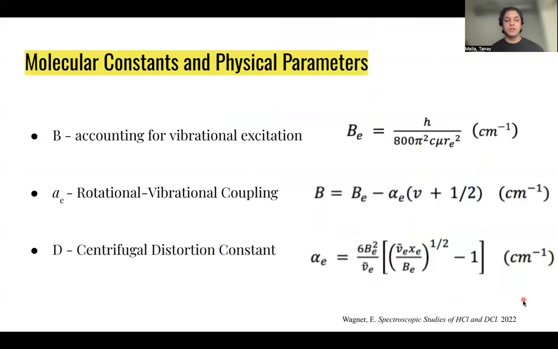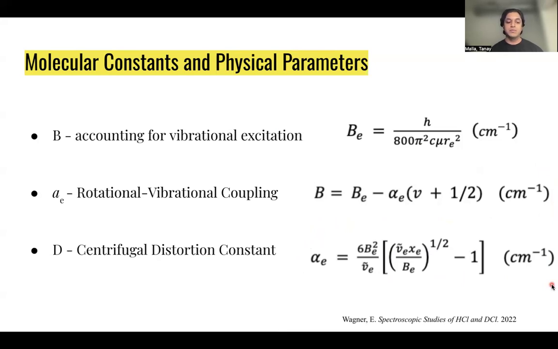When analyzing vibrational and rotational energetics, there are several molecular constants and physical parameters that can be measured. First, Be is a constant indicated by this equation in the top right. To account for vibrational excitation, Be can be altered further. A component of the equation for B is alpha E, which represents the rotational and vibrational coupling constant. Alpha E can be determined by this equation.